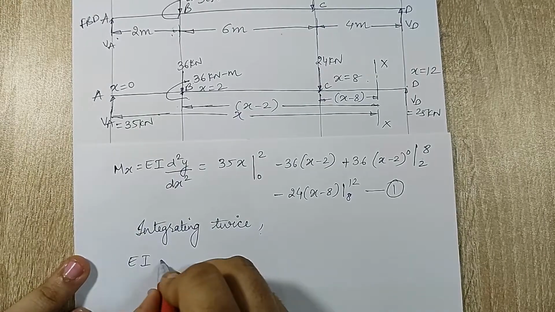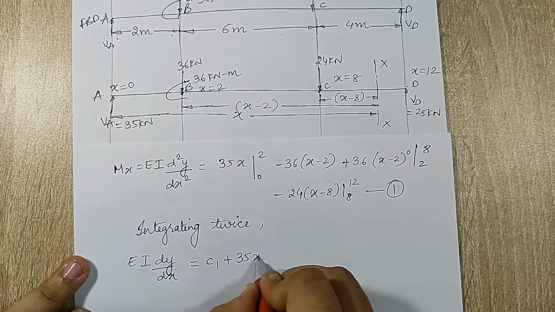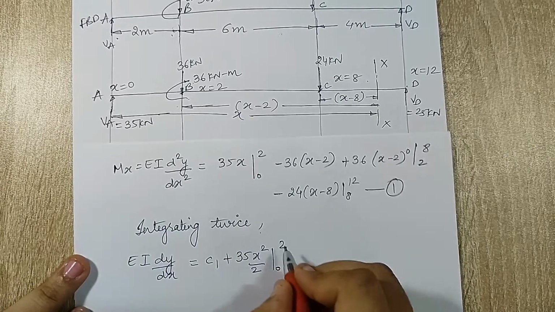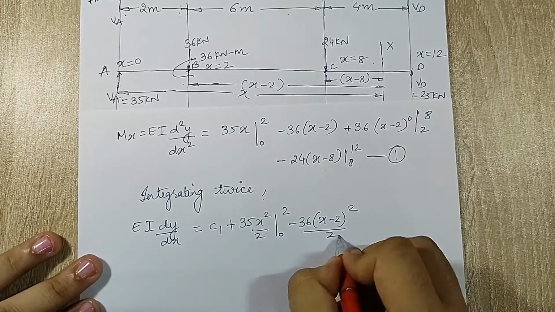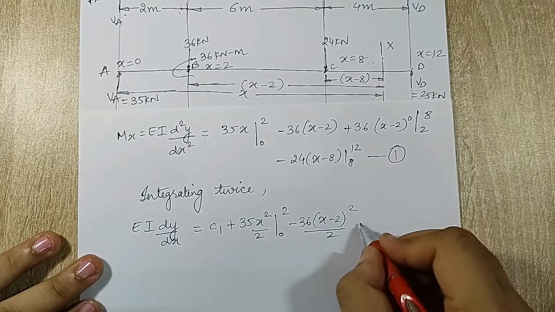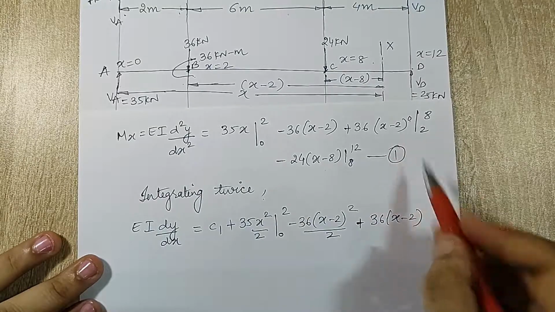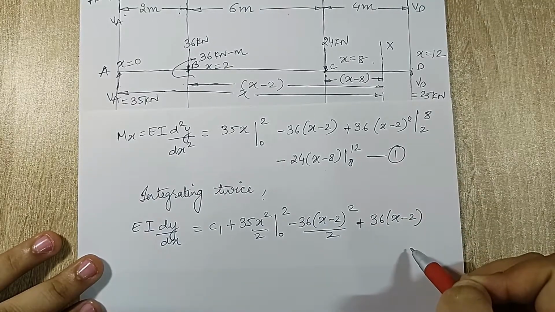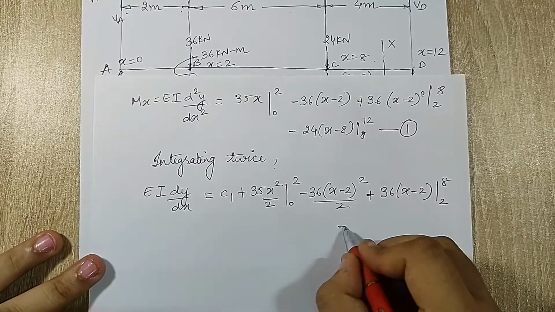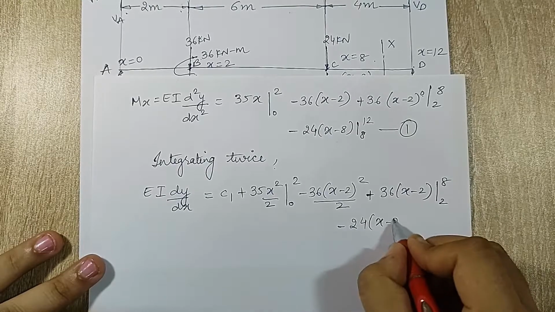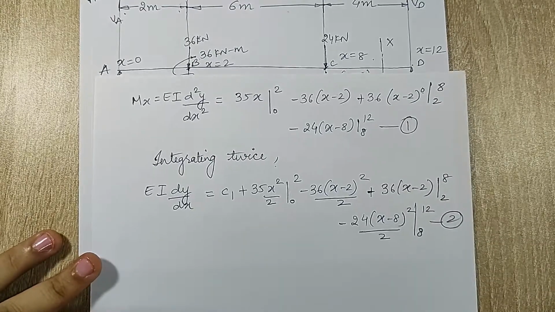So I have EI dy by dx is equal to C1 plus 35x square by 2 from 0 to 2. Next I have minus 36 into (x minus 2) square by 2. This term now becomes visible in the slope equation as 36 into (x minus 2) raised to 0, so it will become raised to 0 plus 1 upon 0 plus 1, from 2 to 8. Both these terms are from 2 to 8. And last I have minus 24 into (x minus 8) square by 2 from 8 to 12. This is my equation 2.